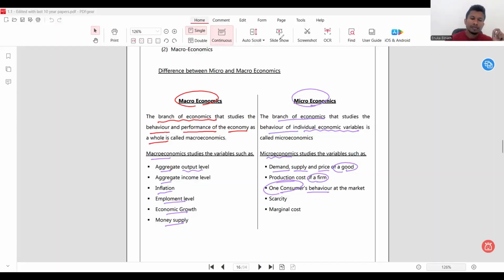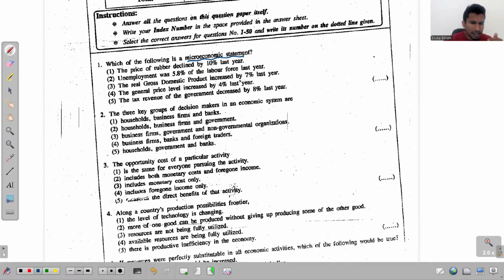Listen to this. Which of the following is a microeconomic statement? If it's a microeconomic statement, it must be related to a single variable, right? The statement given must be referring to a single variable, not the aggregates. Now look at this first one. It says the price of rubber declined by 10% last year. Out of the billions of goods and services available in this economy, this statement talks about rubber, the price of one good. So definitely this has to be a microeconomic statement. So this has to be the answer.